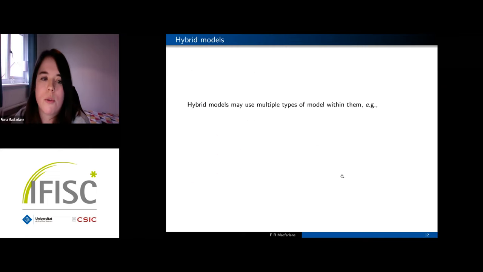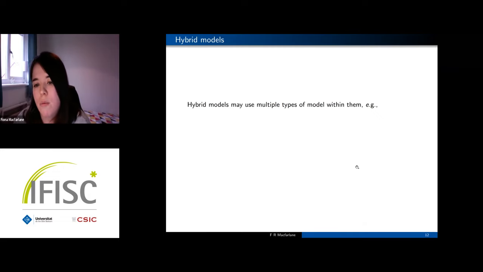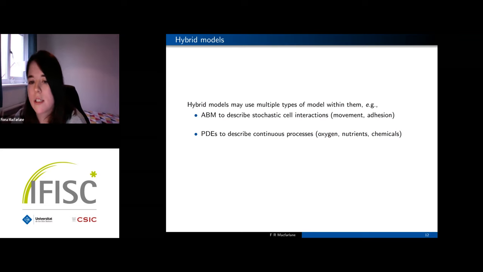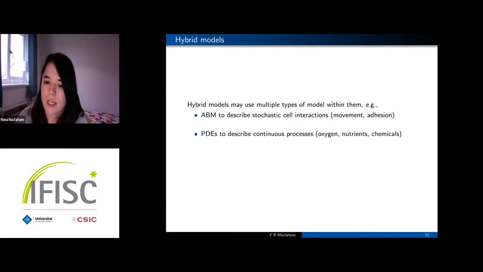So another approach would also be to look at hybrid models. So that's where we could use multiple types of model within the framework itself. So for example, we could look at agent-based models to describe the cell interactions that are a little bit more random, or we want to investigate the single cell dynamics, and then use PDEs to describe more continuous processes like oxygen or nutrients or chemicals in general.